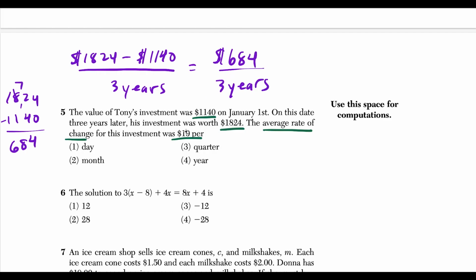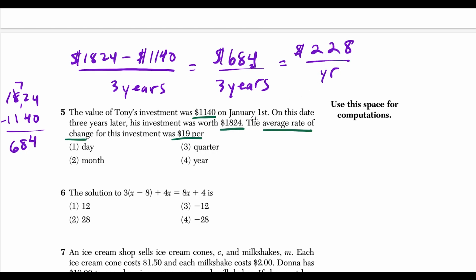But now what we need to do is we need to turn this into $19. So the first thing we could do here is just divide by 3. And that's going to make this 6 divided by 3 is 2. And then 3 goes into 8 twice with the remainder of 2. And 3 goes into 24 8 times. So that's $228 per year.